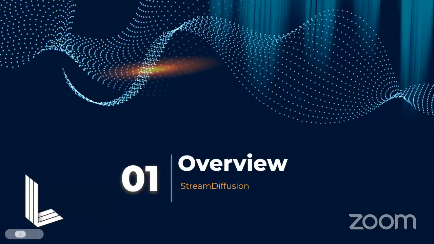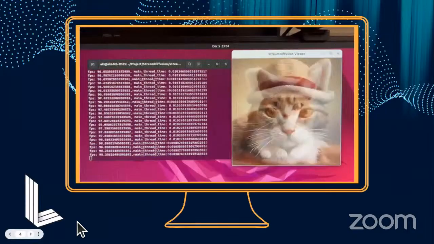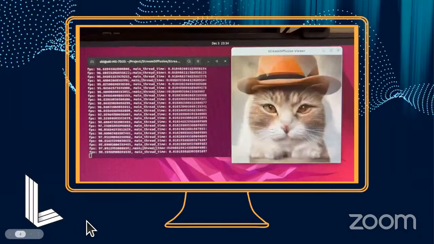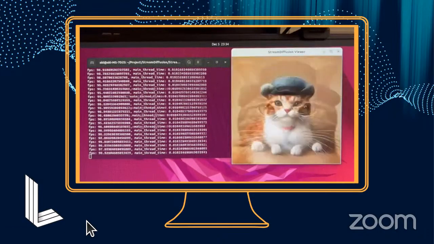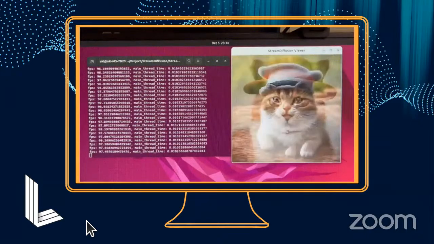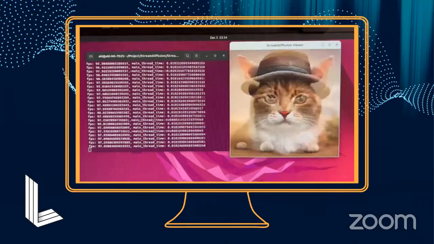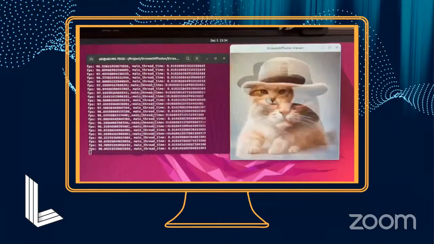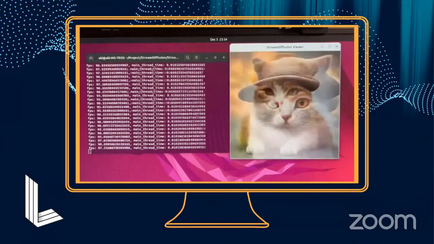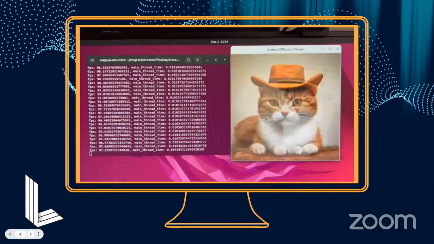So let's look at the overview, StreamDiffusion. What is StreamDiffusion? Looking at this slide, you can see that there are some prompts that have been given to a certain system, and it's generating a lot of images. And you see that it's very, very fast. This is what StreamDiffusion basically hopes to achieve. So let's quickly get to it.